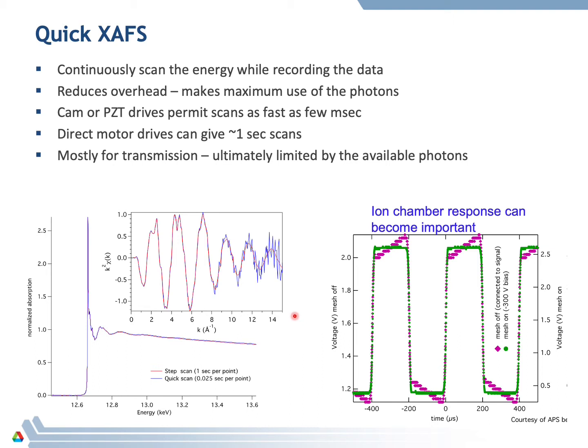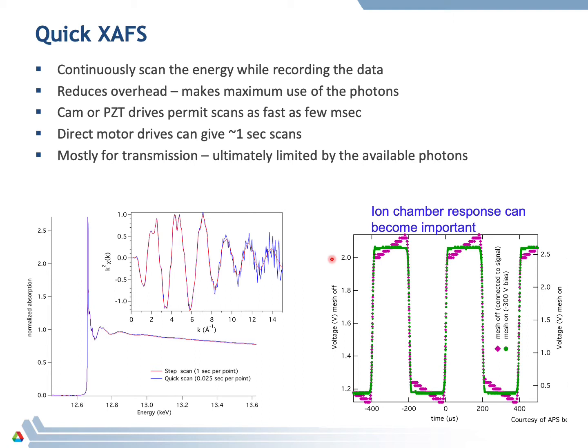Another issue with quick scanning is that the typical ion chambers don't have a fast response. So if you're trying to do a few milliseconds a point, the ion chamber may not have stabilized its signal at that time. This shows an example where the green curve is a specialized ion chamber that has a special mesh to improve its time response, and the purple curve is basically a standard ion chamber.